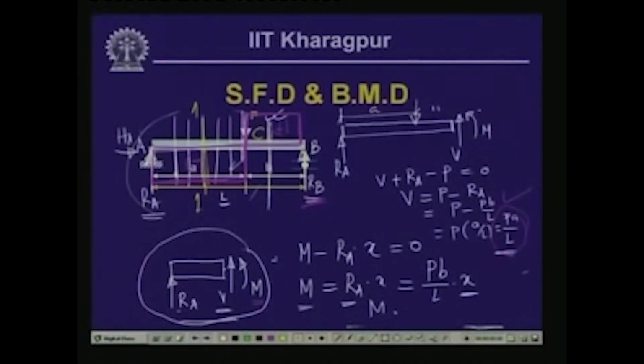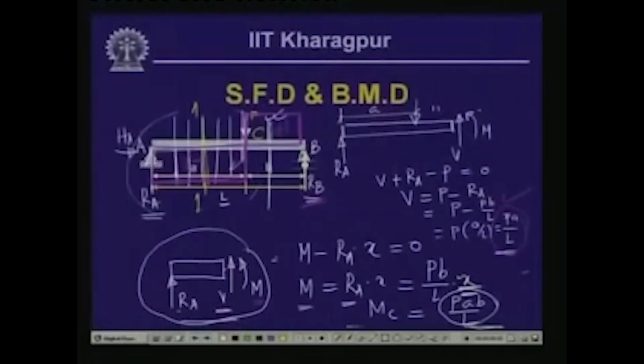So, M at C is equal to P a b by L. This is the value of the bending moment, and it is varying linearly. As the value of x is increasing, the magnitude of the moment also is increasing from 0. When x is 0, the bending moment is 0, and as the value of x gradually increases, the bending moment varies linearly, and at a distance A from the left end, the magnitude of the moment is equal to P a b by L.